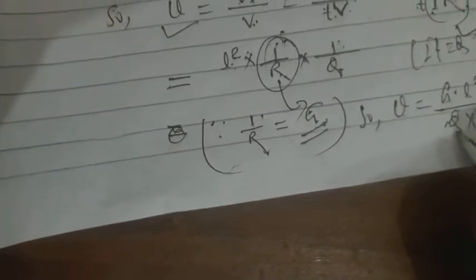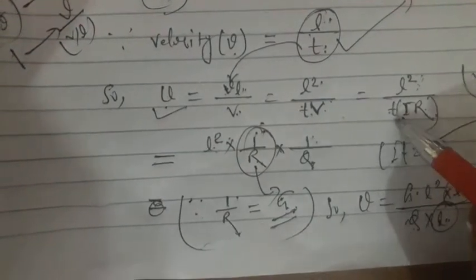From the definition, 1 by R is called G, the conductance. So 1 by R here is replaced by G. So u is equal to G L square by Q. Now we multiply and divide this by L. So this becomes G L square L by Q into L. Once again, we get u, that is ionic mobility. Ionic mobility is equal to L square by t into IR.